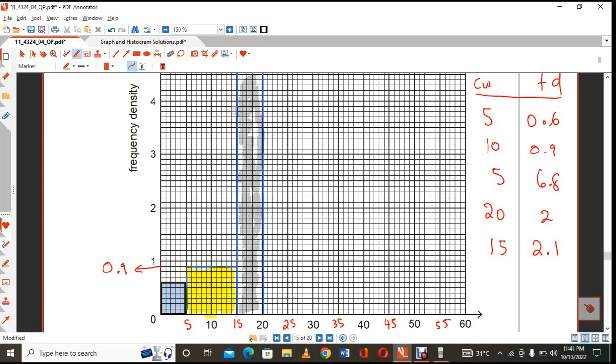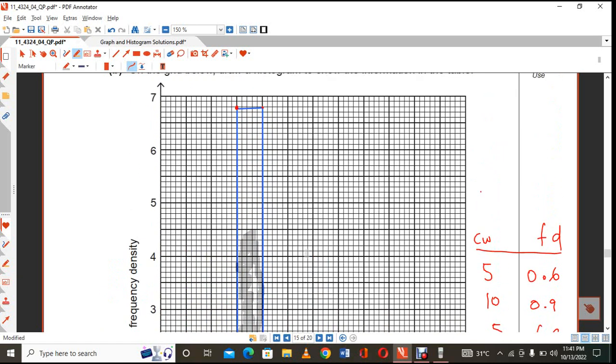Okay, the class width is 5, and this is the one, the model class group, because it's the one with the highest frequency density, and all the way up to there. Okay, so that one's the highest one there.